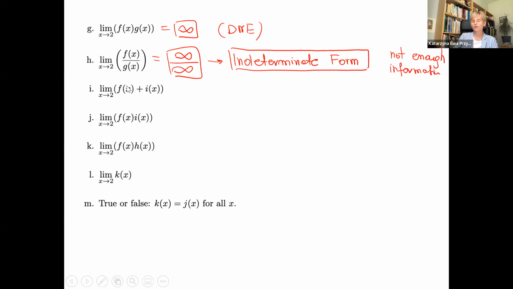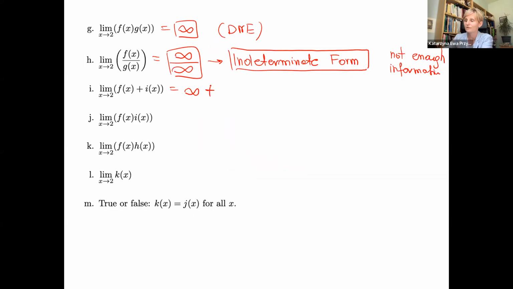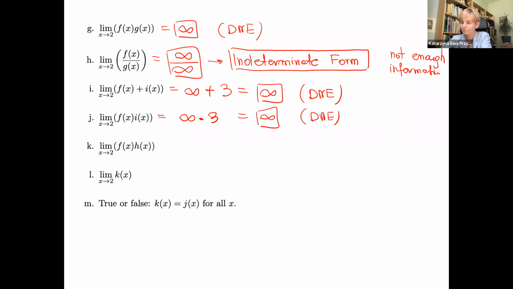What else do we have? We have the limit of f of x plus I of x. That means f of x as x goes to 2 goes to infinity. And what was I? I was a finite number, right? 3. Okay, this will still be infinity because infinity plus an additional constant is still infinity. This is still non-existence, but we have to state infinity. This one will be infinity times 3. The same thing, infinity. The function will go up.